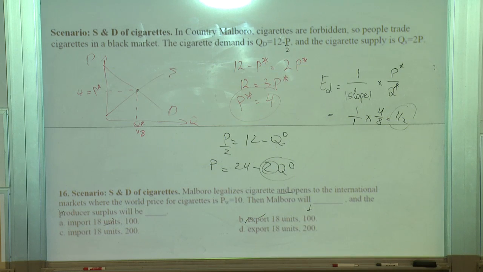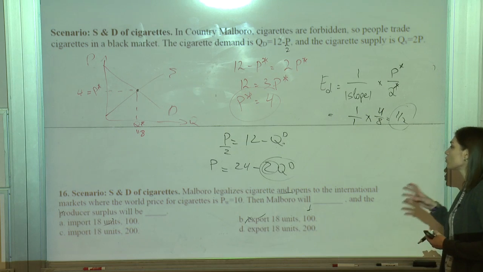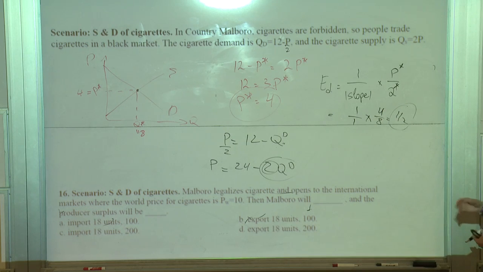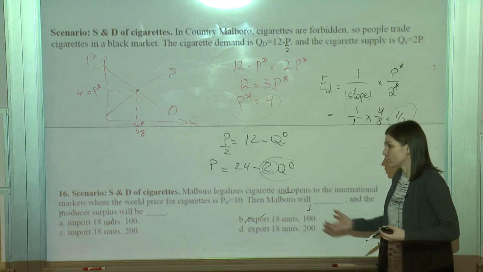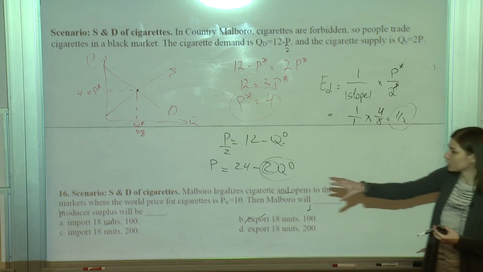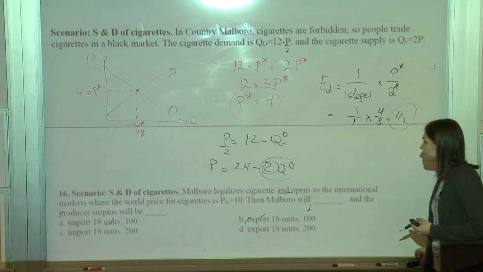Same case. Marlboro legalizes cigarettes and opens to the international market, where the world price is 10. Then would they export, import, and how much? And how large would producer surplus be?